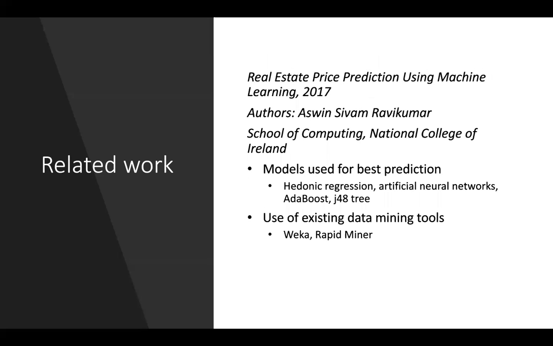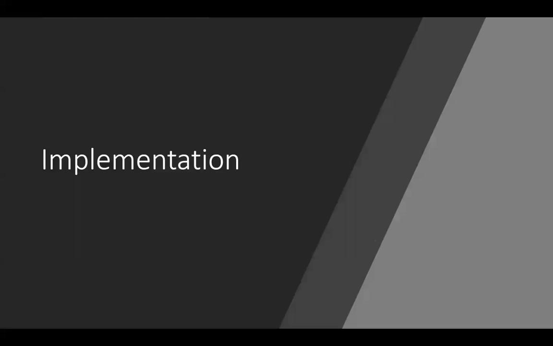The last related work that I'd like to talk about is a study on real estate price prediction using machine learning. The study used algorithms like hedonic regression, artificial neural networks, AdaBoost, etc. The models were implemented using existing advanced data mining tools like Weka, RapidMiner, etc. However, in our case, we have refrained from using these existing tools and packages in implementing 2 selected models. Next, we're going to talk about implementation.